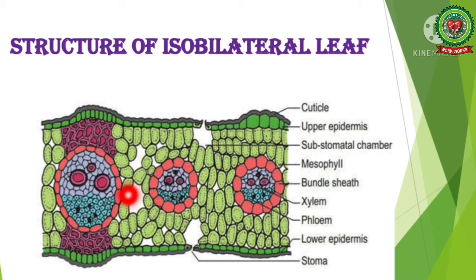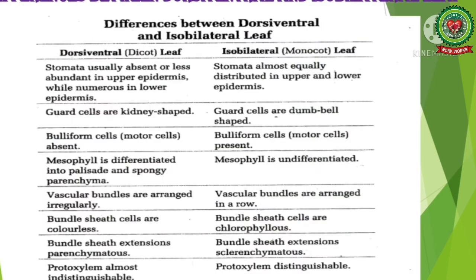Each vascular bundle is surrounded by a bundle sheath. It is parenchymatous. The cells are large and thin-walled. They contain chloroplast. The bundle sheath extends on both sides to the epidermis. These are called bundle sheath extensions, which are sclerenchymatous in the case of the isobilateral leaf but were parenchymatous in the case of the dorsiventral leaf. Next is the difference between dorsiventral and isobilateral leaf.